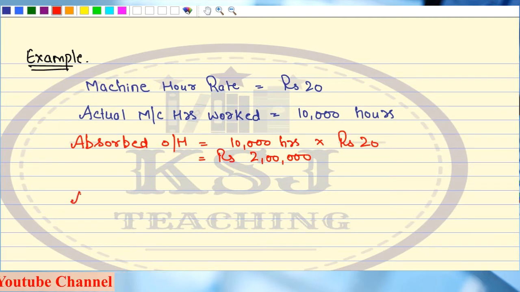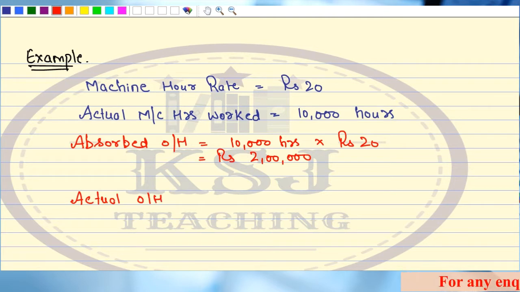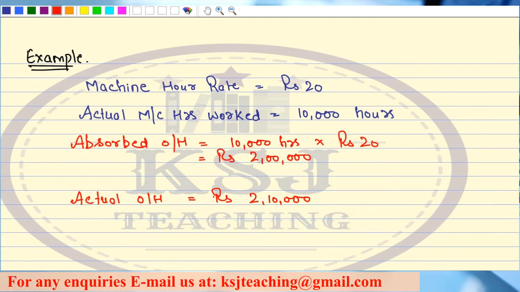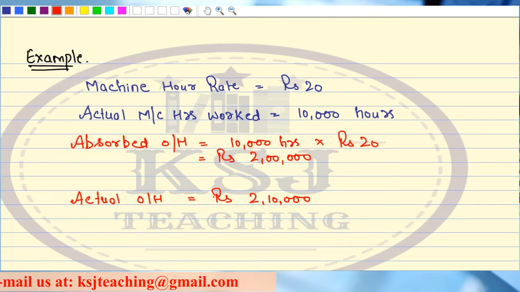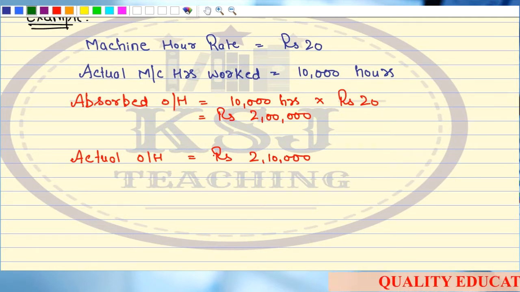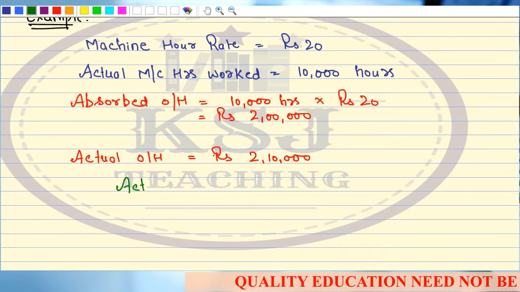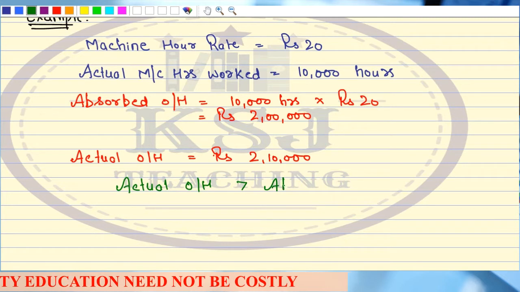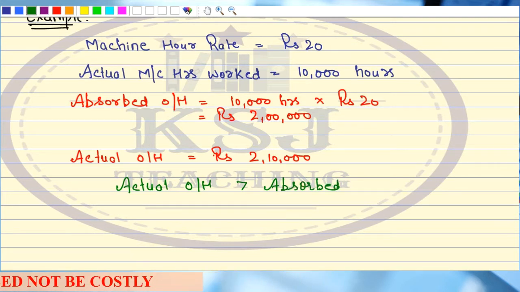Now, after the year I analyzed, my actual overheads were 2,10,000 rupees. Right? Now tell me, is this a case of under absorption or over absorption? Actual overheads are more than the absorbed overheads. What I'm saying is, actual overheads are more than absorbed overheads. Isn't it the case? Right?